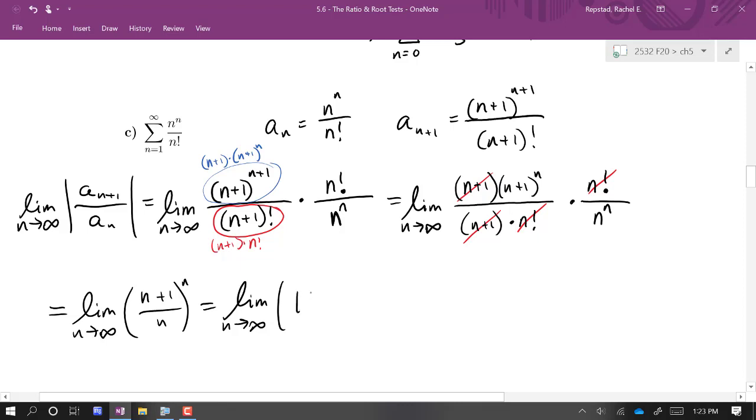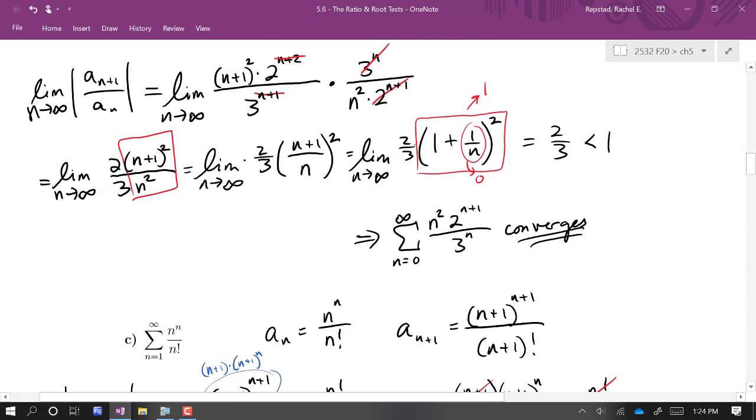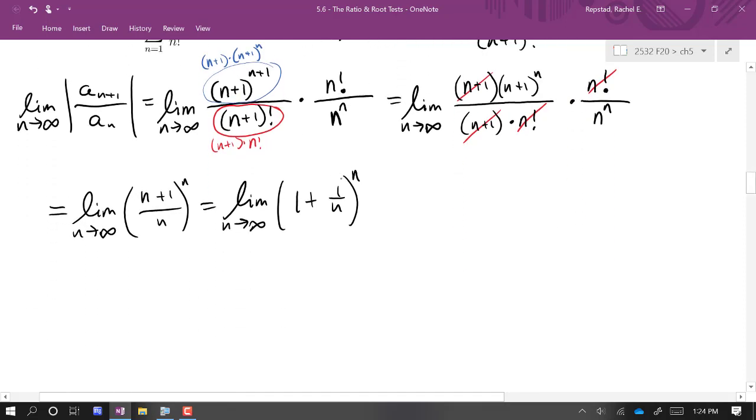And I get 1 plus 1 over n to the n power. Now, this is where the similarities with the last one end, because before, up here, I had 1 plus 1 over n squared, right? So that power was constant. But here, our exponent is increasing. So we need to evaluate this limit as n approaches infinity.